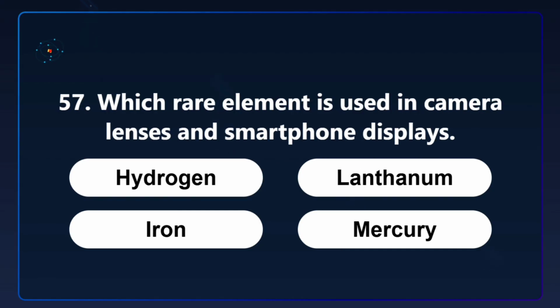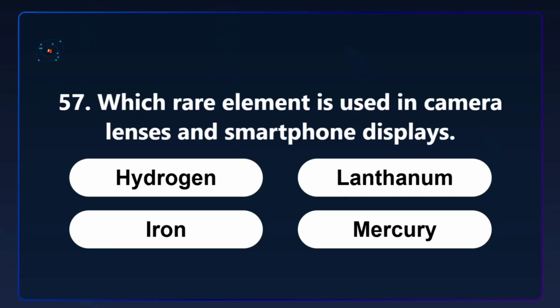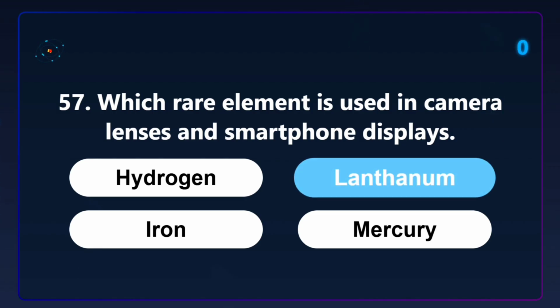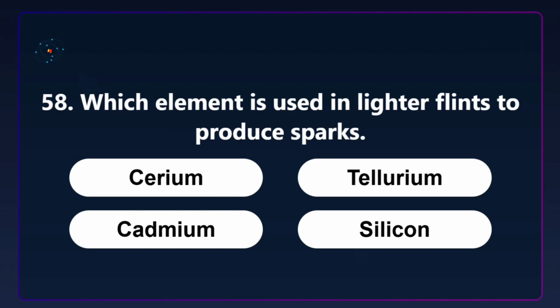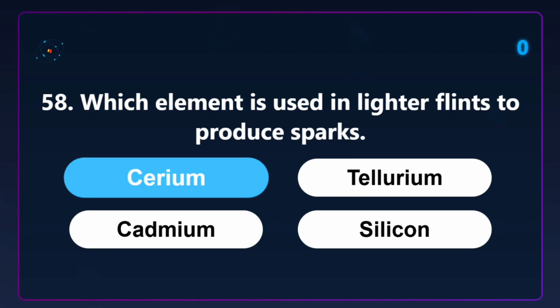Question 57. Which rare element is used in camera lenses and smartphone displays? The answer is lanthanum. Question 58. Which element is used in lighter flames to produce sparks? The answer is cerium.